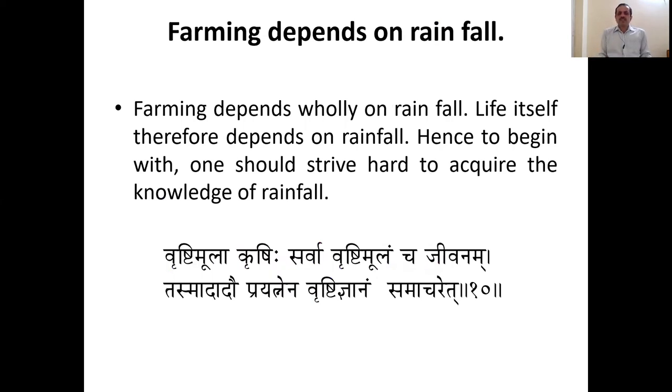Then for farming, we know what is very much essential. In India, for a longer period, farmers depend on rainfall. Even today, in many places, farming depends wholly on rainfall. Life itself, therefore, depends on rainfall. When farming depends on rainfall, automatically life depends on rainfall. Hence, to begin with, one should strive hard to acquire the knowledge of rainfall. So the farmer is supposed to have the knowledge of rainfall for farming.